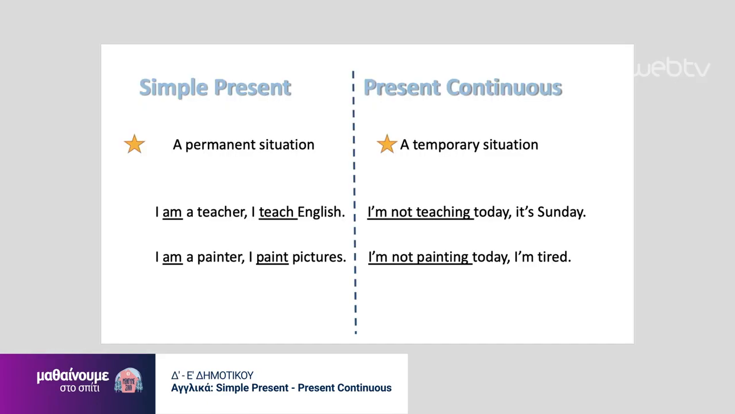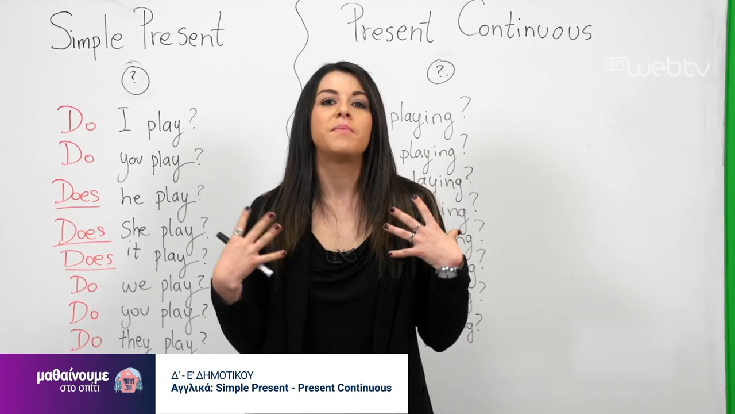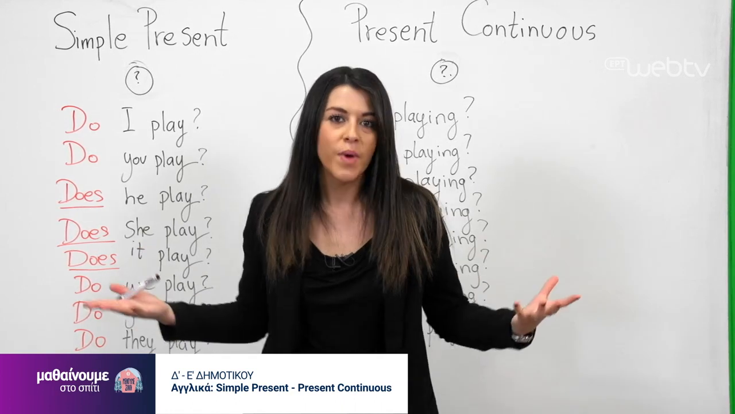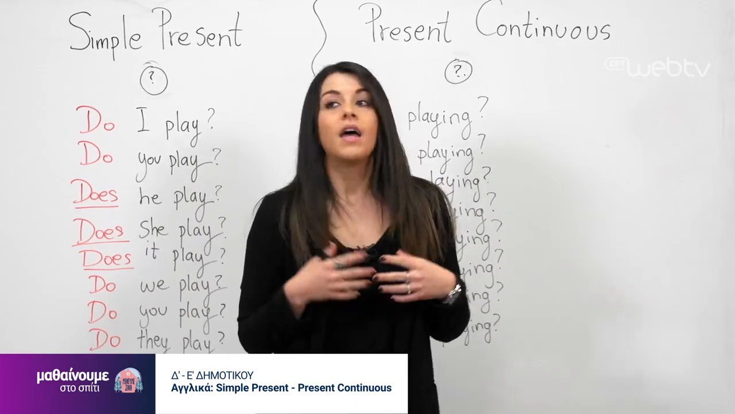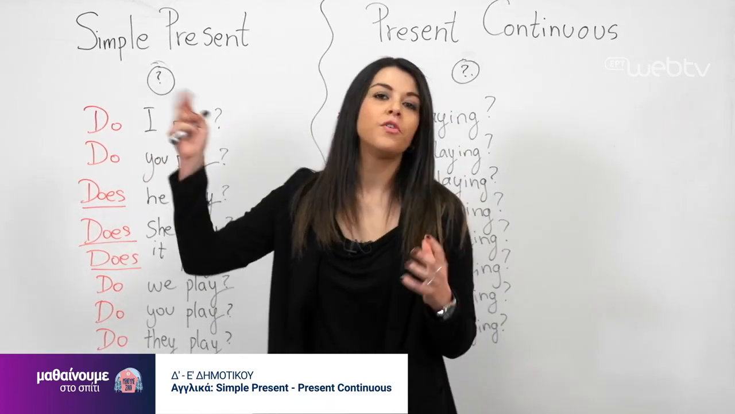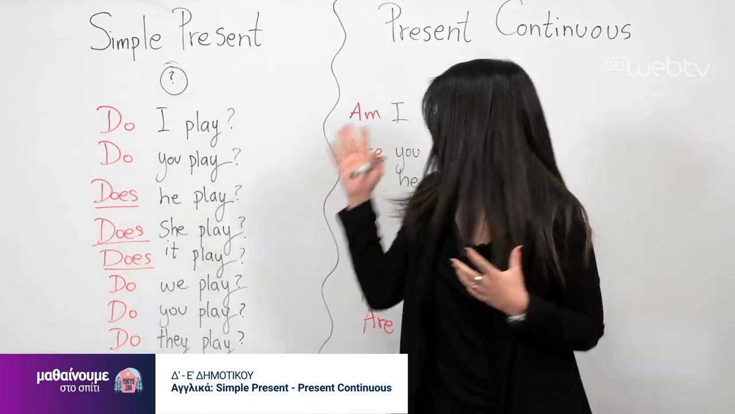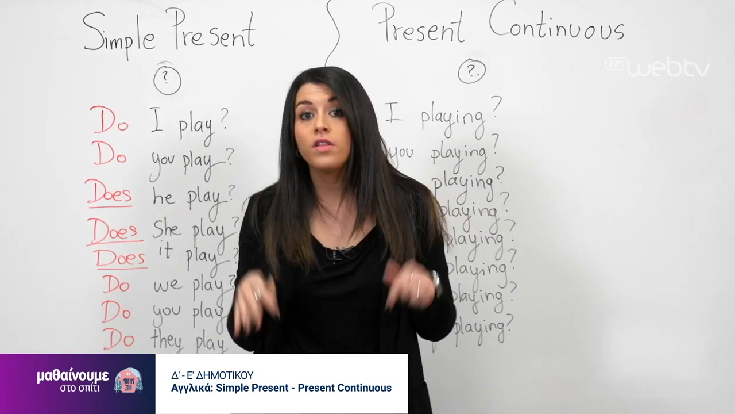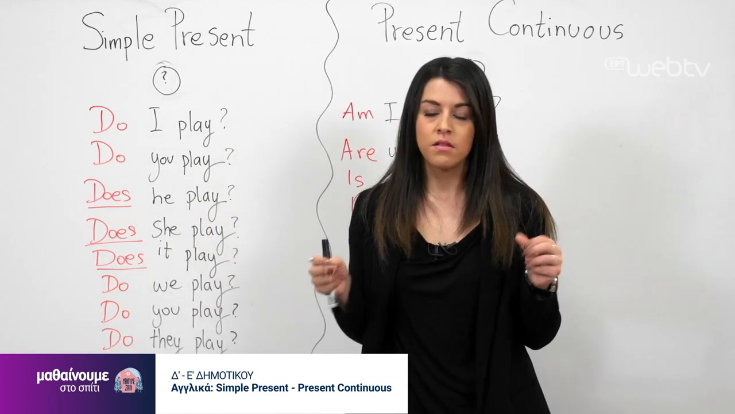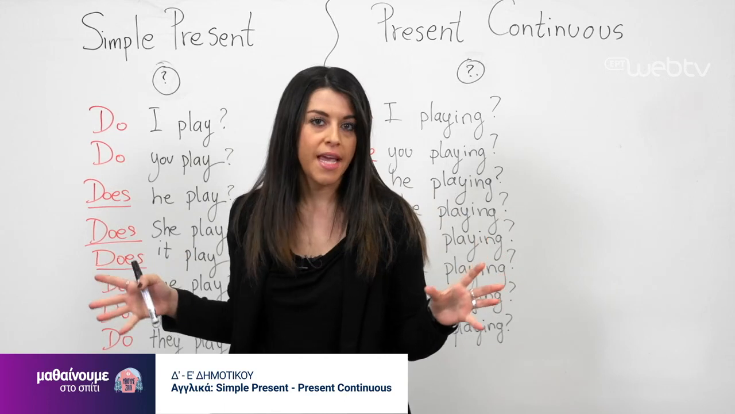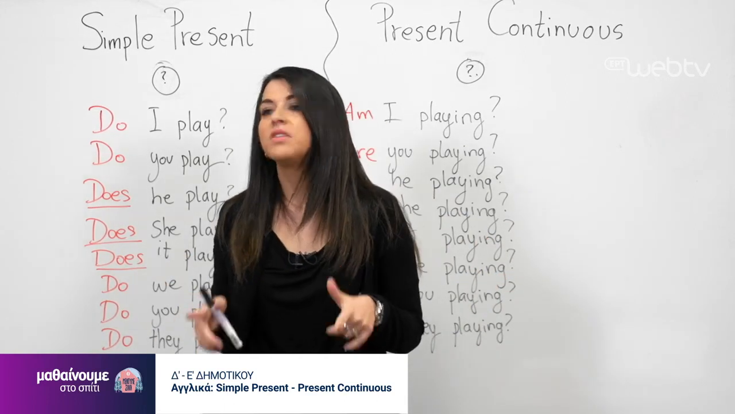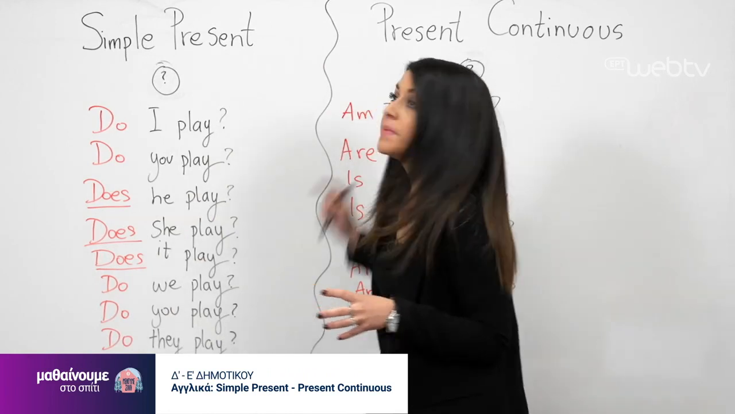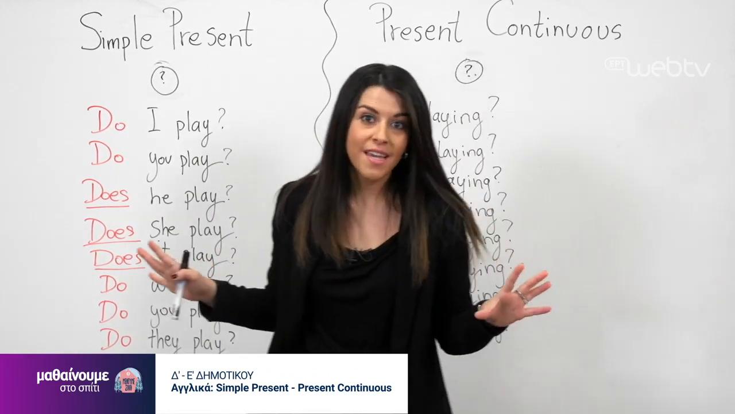Number two, about simple present is for a permanent situation. Μια μόνιμη κατάσταση. For example, I'm a teacher. I teach English. Always. This is my permanent situation. Or I am a painter. I paint beautiful paintings. Now, present continuous is for a temporary situation. So something that's happening only for today or only for this week. For example, I teach English every day, but today I am sleeping. So we use present continuous because it's happening only for today, not every day, okay?